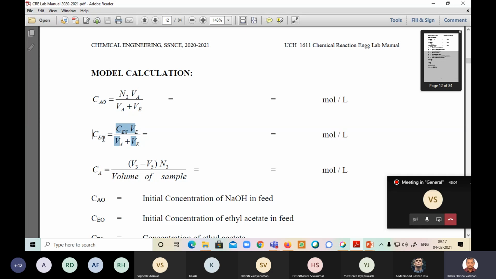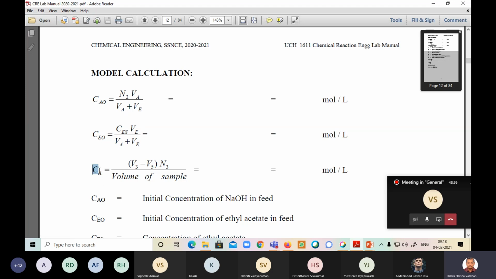What is CA0? It is nothing but the initial concentration of ethyl acetate. Initial concentration of ethyl acetate is nothing but CE, that is how much the concentration is, into VE. VE is nothing but the volume of ethyl acetate. This is the initial normality. Initial CE is 0.1, how much you prepared, right? So 0.1 into 500 divided by this.